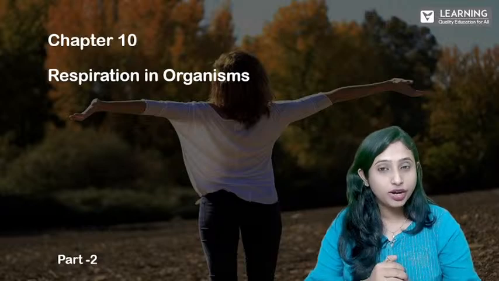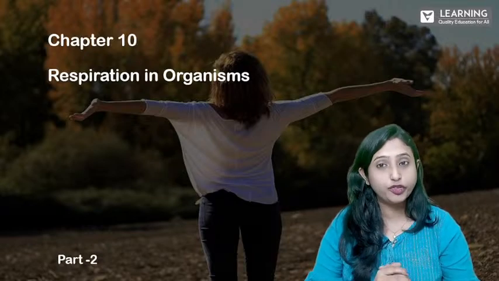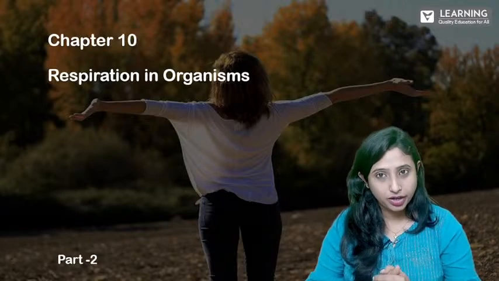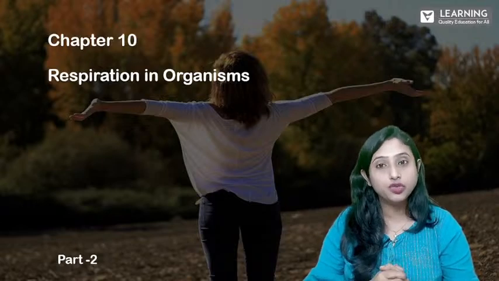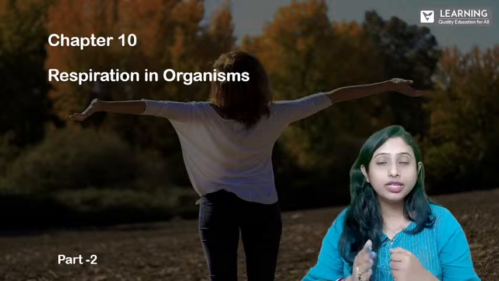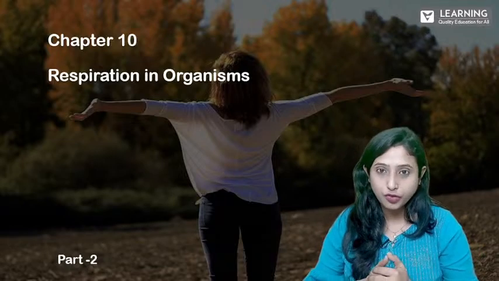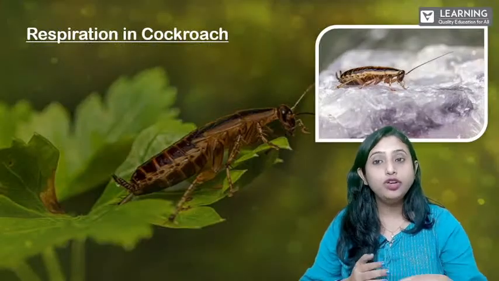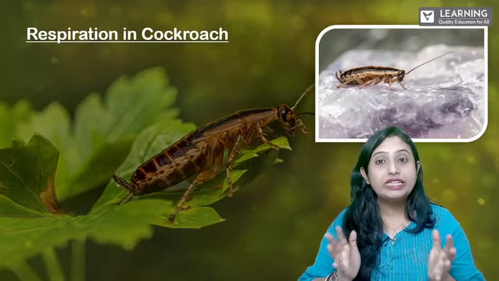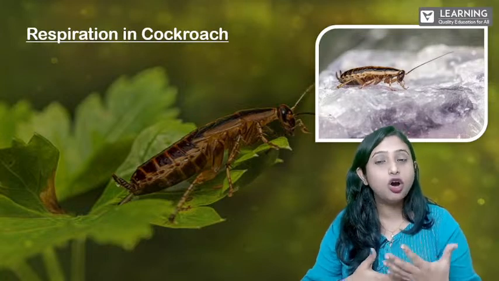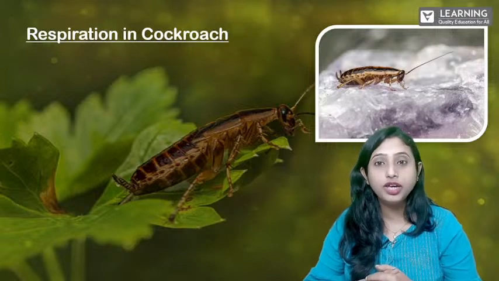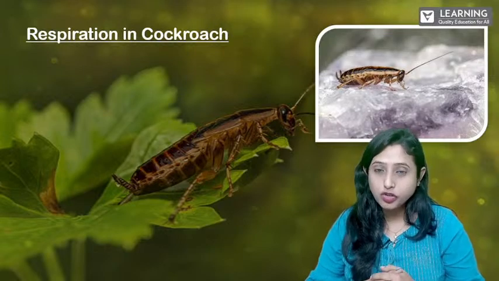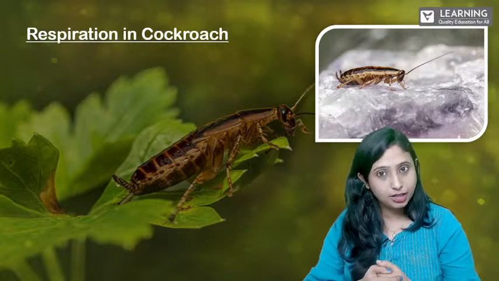So what are the various organs involved in respiration? The main organ for respiration is your lungs, right? Along with the lungs, we have various other organs like the nose, pharynx, larynx, trachea and bronchi. All these organs help in the process of respiration. So today, in part 2, we are going to learn how respiration takes place in other animals, like arthropods such as the cockroach, and the earthworm. Even in plants, respiration takes place.